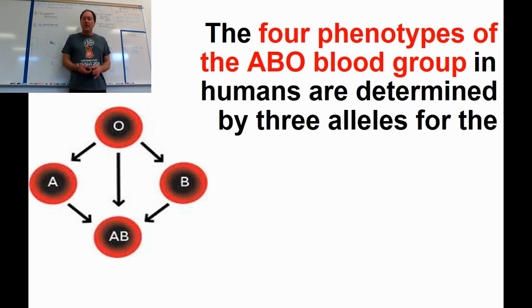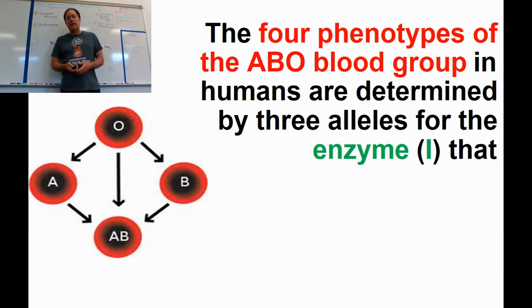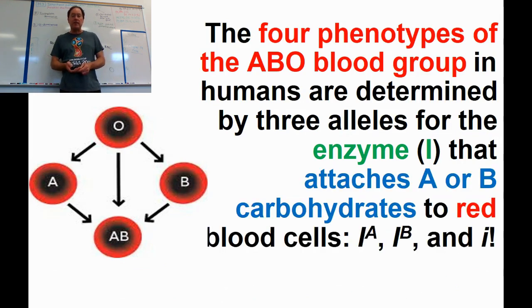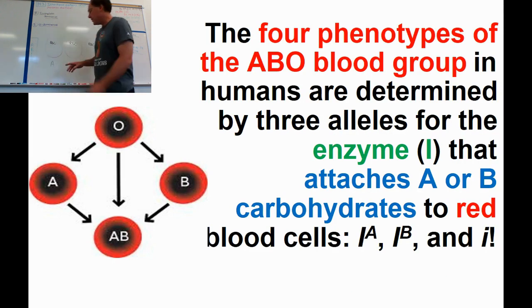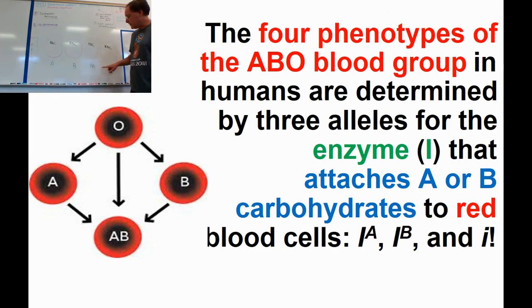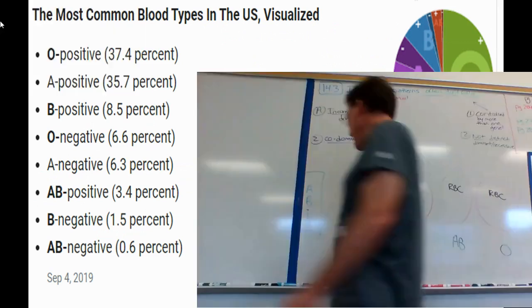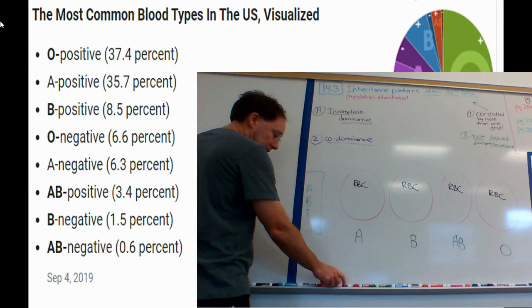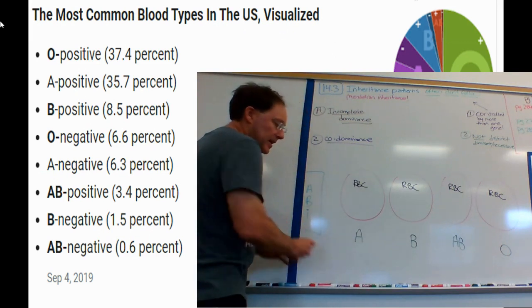Well, the four phenotypes of the ABO blood group in humans are determined by three alleles for the enzyme that attaches A or B carbohydrates to red blood cells. So let's stop for a second. There's four different types of red blood cells that exist in humans, and we each have a type of red blood cell. These are the genes that cause you to get each of these different types. Let me be clear on this.